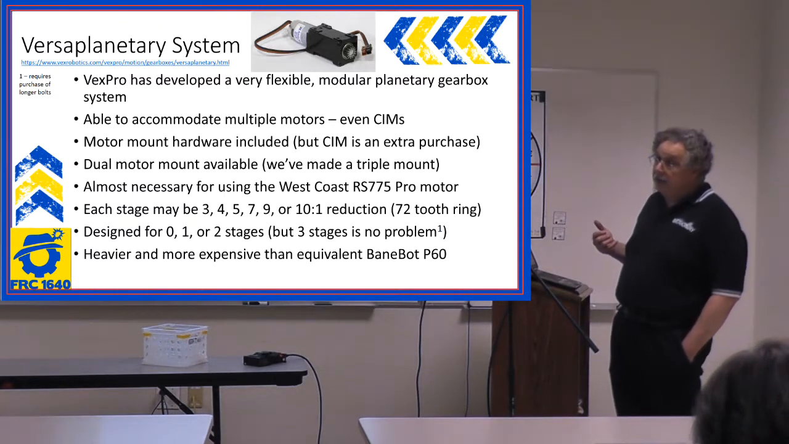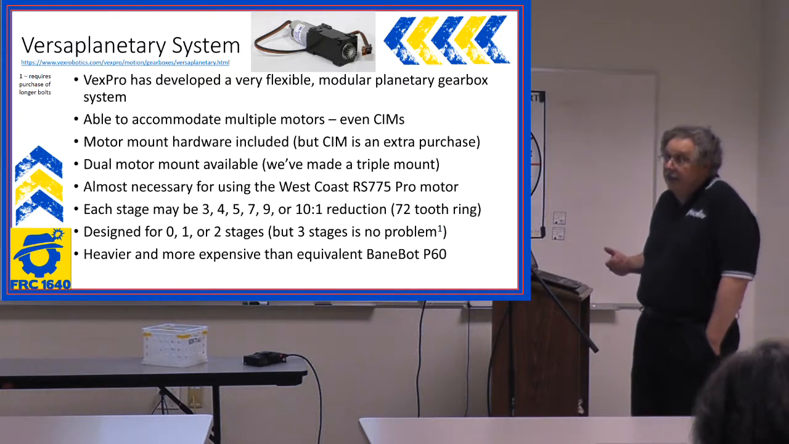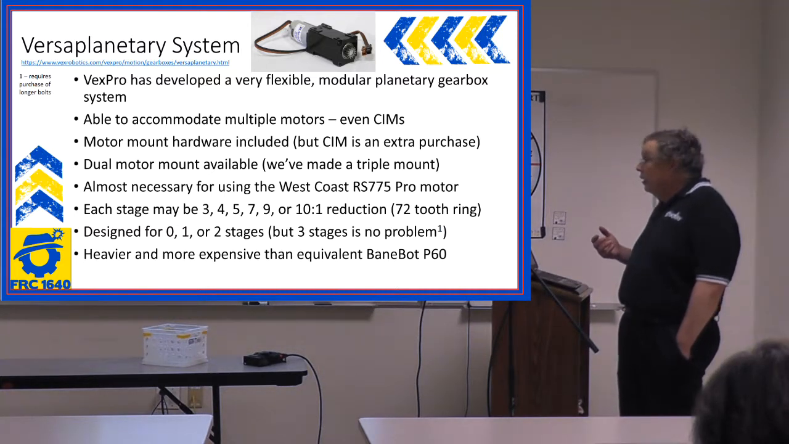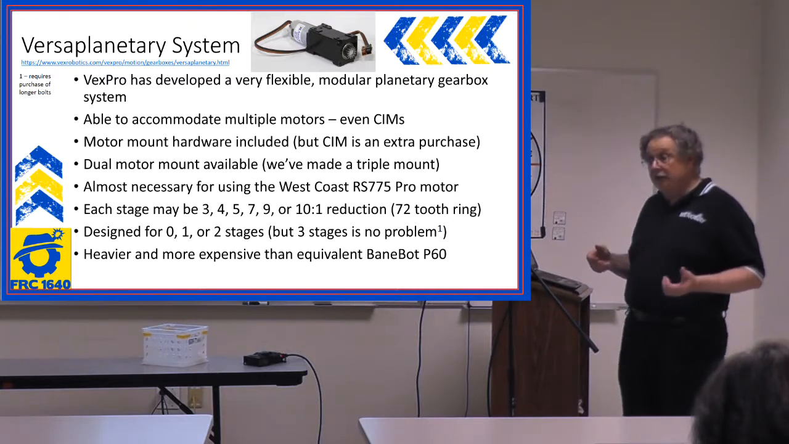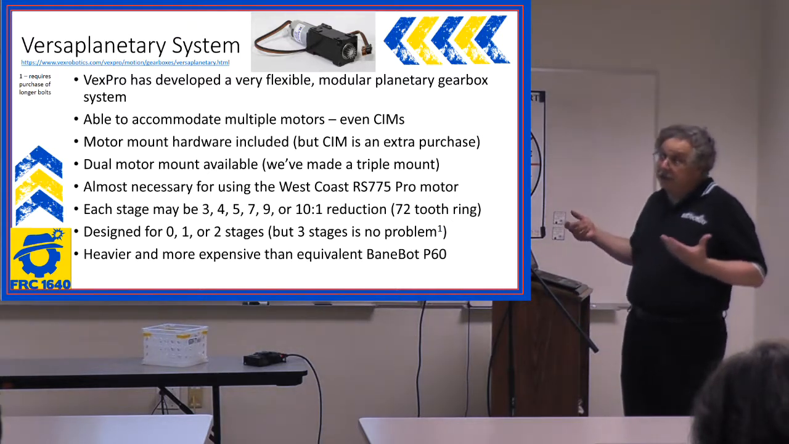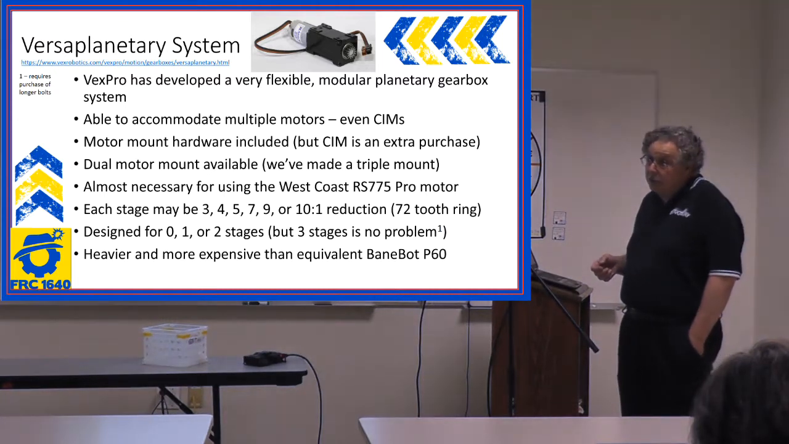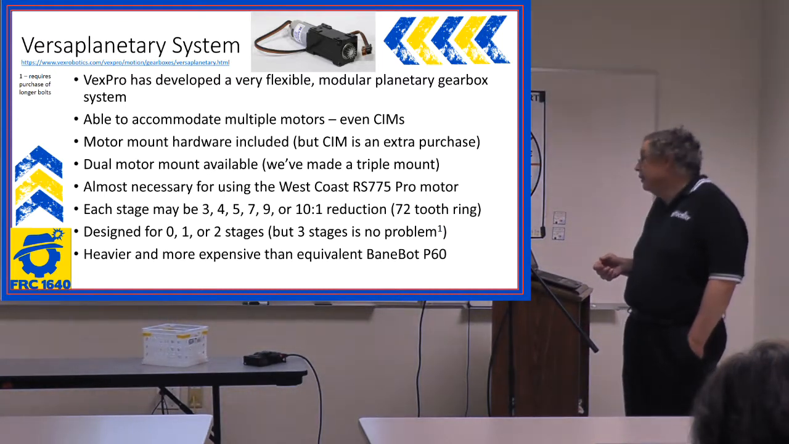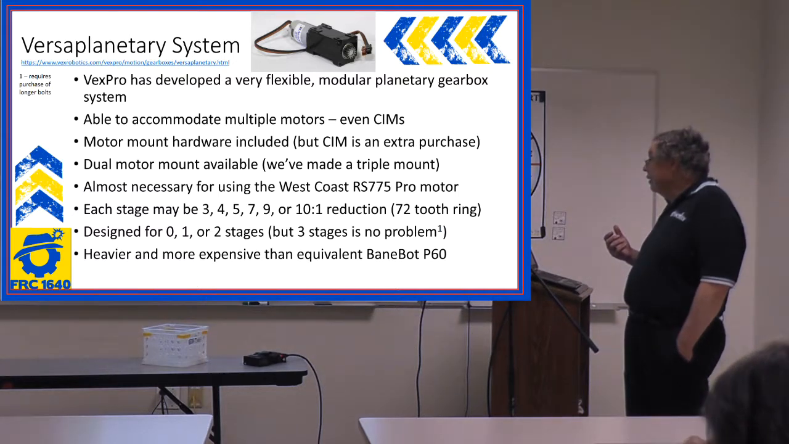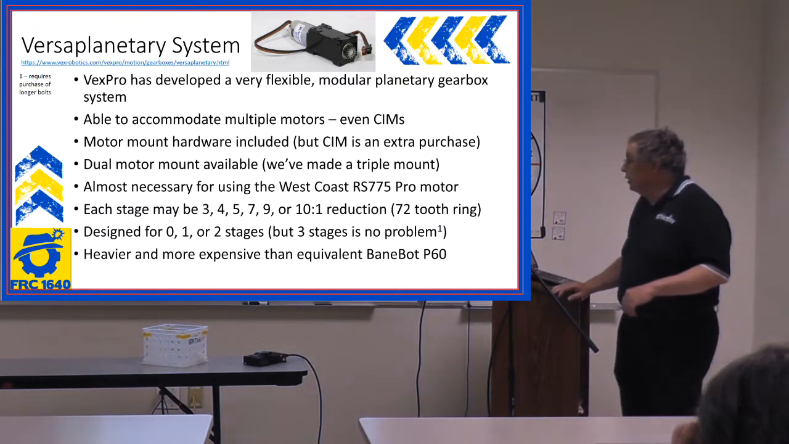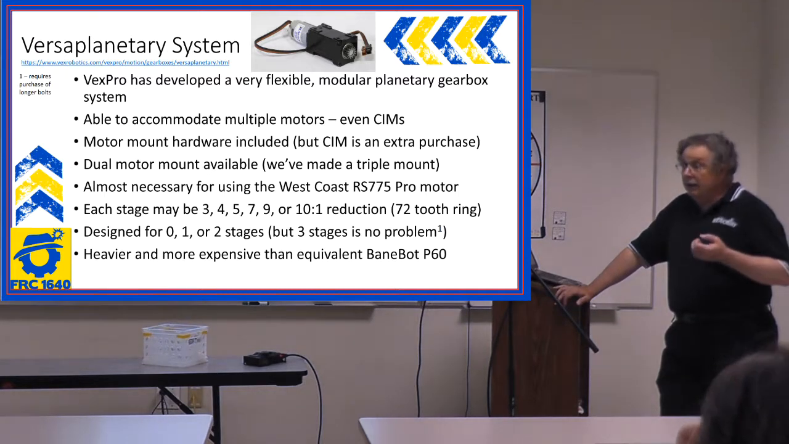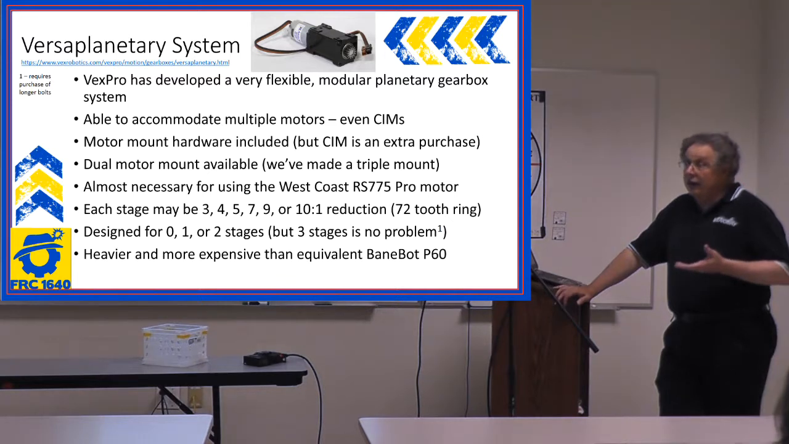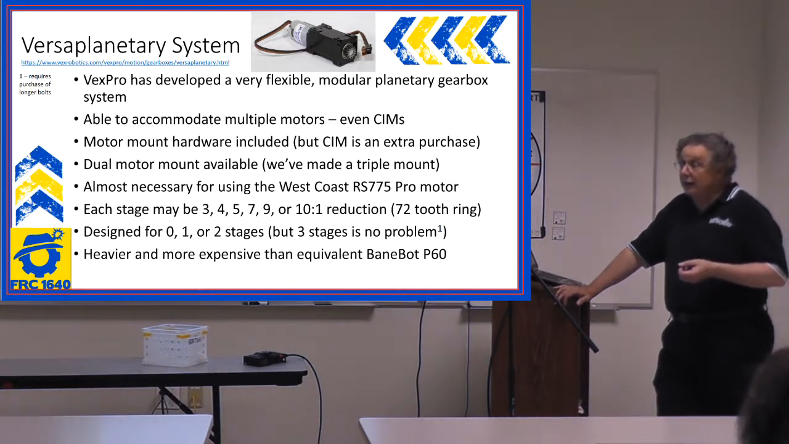You have to buy an extra piece if you want to put a CIM on it, but that extra piece is not a big deal. You can buy a dual motor mount. And in fact, we designed a triple motor mount for the shooter this year. We're putting 3 of the most powerful motors available on the shooter. It's almost necessary for using the 775 Pro, the most powerful motor. It's really hard to mount that any other way other than using a Planetary. And with a Planetary, it's really, really easy.